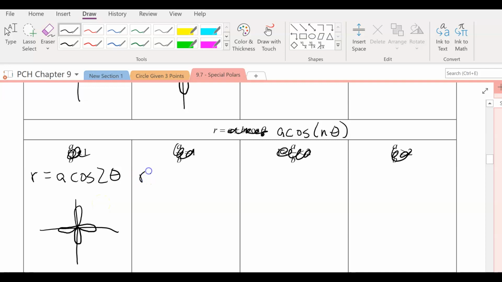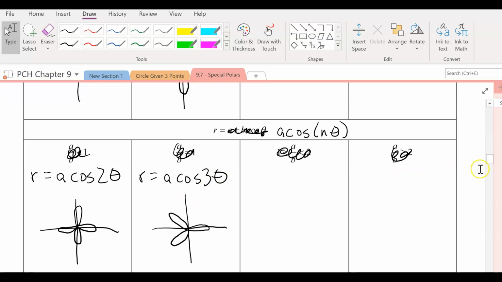And let's look at r is equal to a cosine 3 theta. So again, it's going to look similar. We're just going to be rotated a little bit differently. So this one's going to look like this. And there's a cosine 3 theta. Alright, so those are our Rose curves.